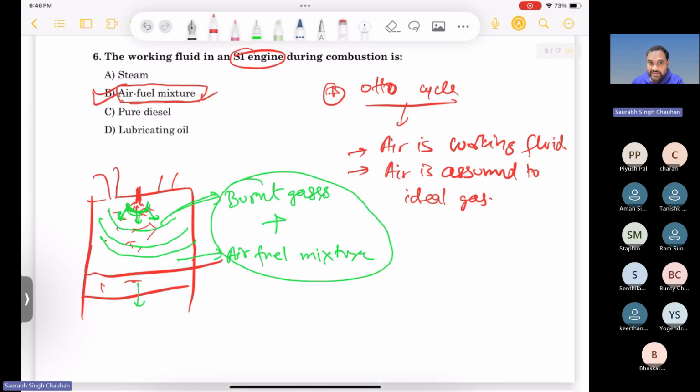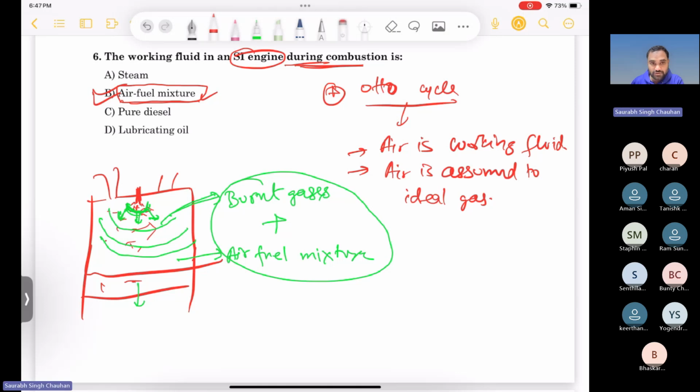But in the real case, the working fluid is asked during combustion. It is not written that it is before combustion. During combustion means that combustion has already started. If it was given that before combustion what is the working fluid, then we could have said it is air fuel mixture. But during combustion, some part of the air fuel mixture has already burnt and some part is still unburnt, so it should be a mixture of burnt gases and air fuel mixture. This whole mixture will be your working fluid. But here, since this is not given, the most suitable answer is this.